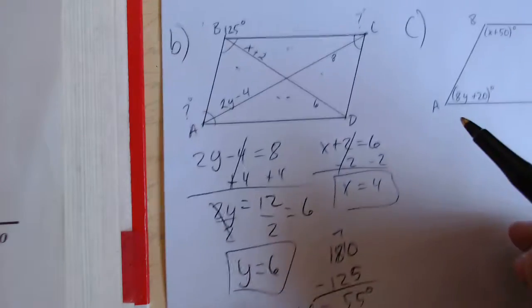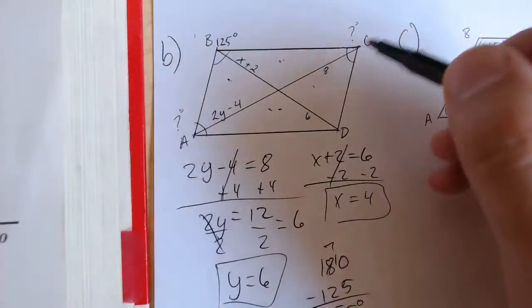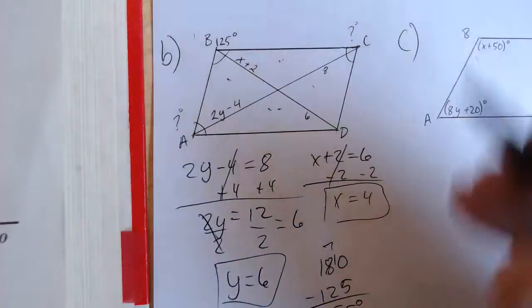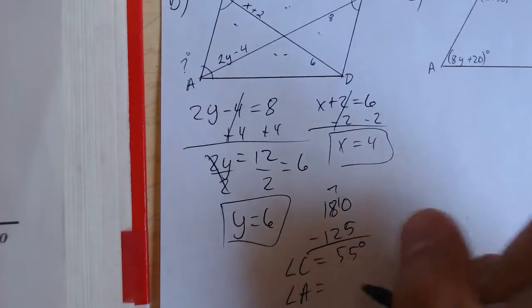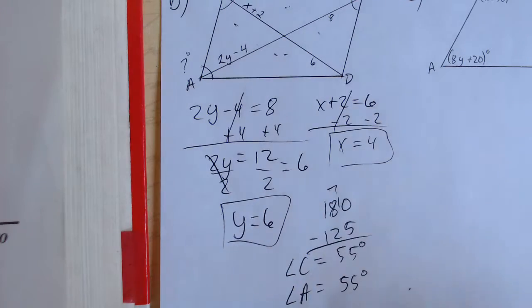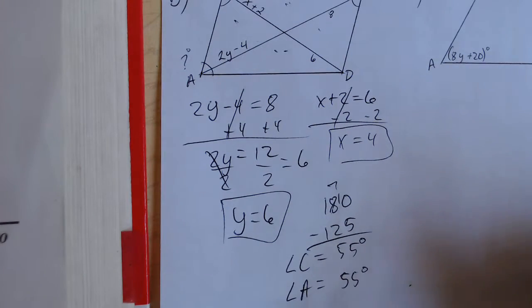And then the other thing we know from parallelograms is that the opposite angles are equal. So this angle is going to be the same as that one. So angle A is also equal to 55 degrees. Alright? And that's pretty simple to solve.